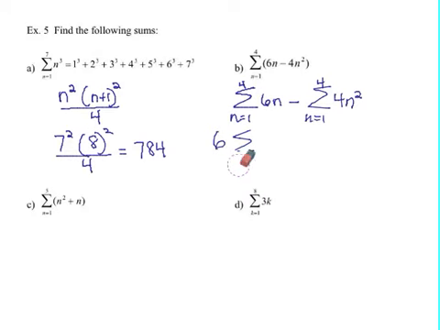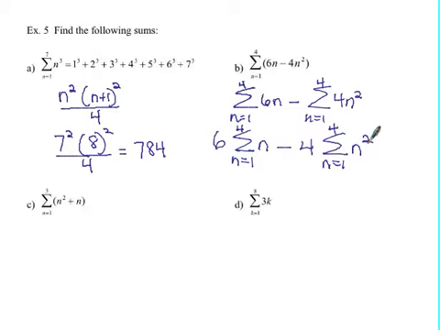I'm sorry, I don't know what's wrong with my little wand. Can we bring the 4 out too? Yes, exactly. So I'm going to rewrite this as 6 times the sum, where n runs from 1 to 4 of n, minus 4 times the sum, n runs from 1 to 4 of n squared.